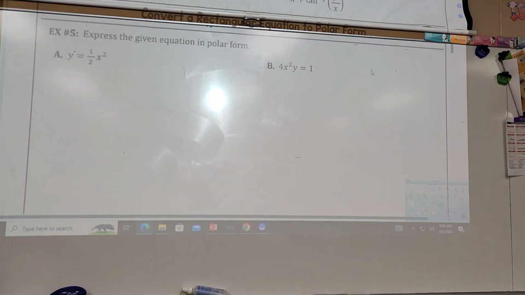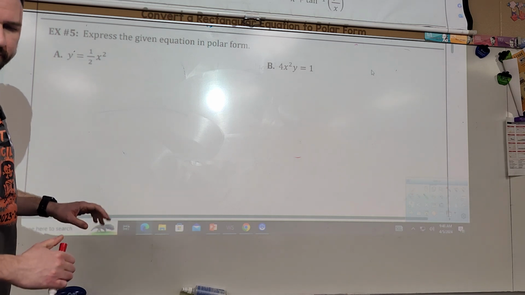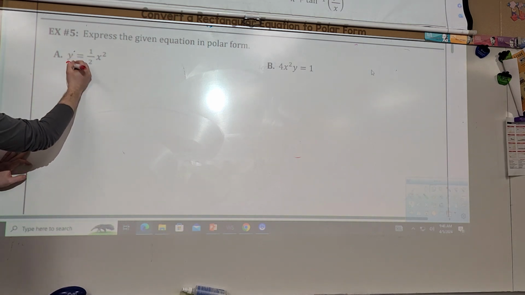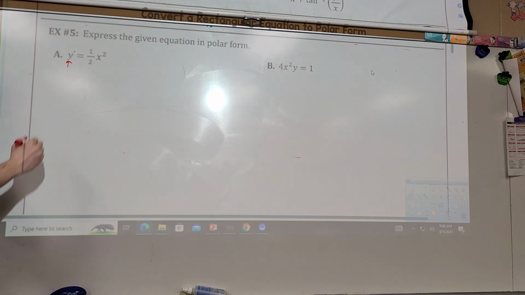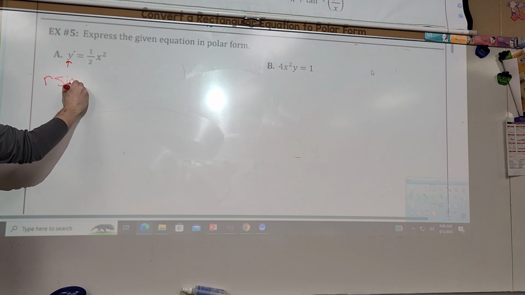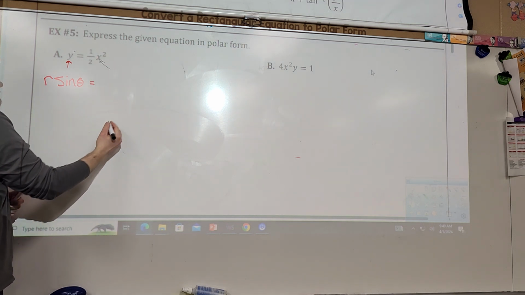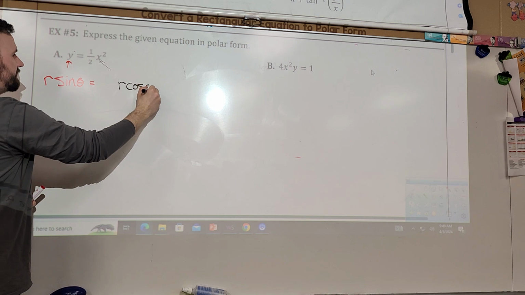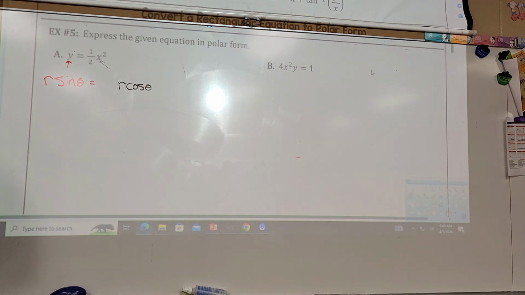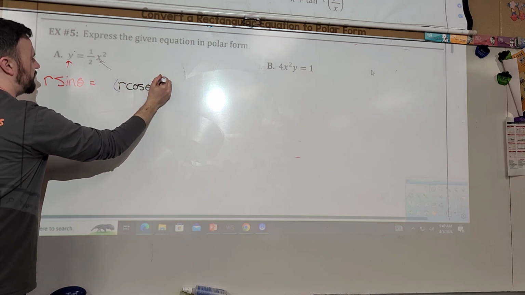All right. Now, what if we need to change an equation to polar? That's not a point, that's an equation. What do I do? What does y equal in polar? r sine of theta. So I'm going to plug in r sine of theta for y. What does x equal in polar? r cosine of theta. And that's going to be squared. It's going to be a half.